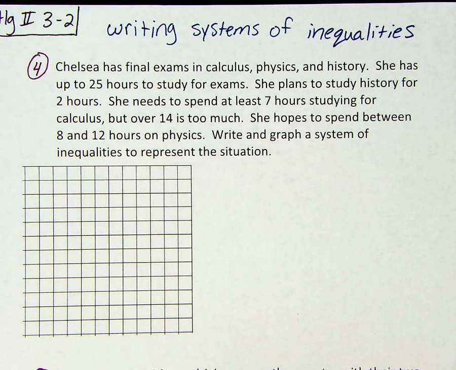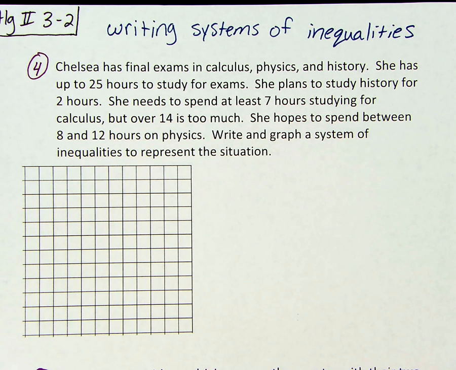All right, so for this problem, it says Chelsea has final exams in calculus, physics, and history. She has up to 25 hours to study for exams. She plans to study history for 2 hours. She needs to spend at least 7 hours studying for calculus, but over 14 is too much. She hopes to spend between 8 and 12 hours on physics, and we are supposed to write and graph a system of inequalities to represent the situation.